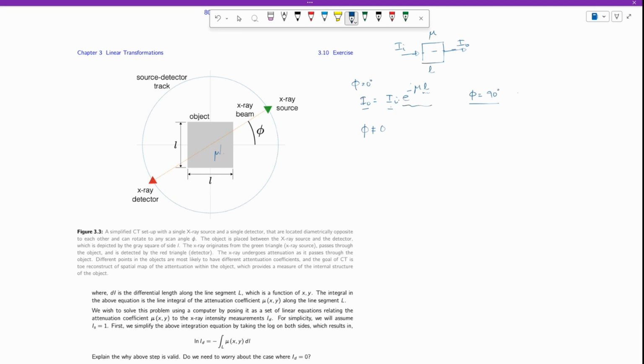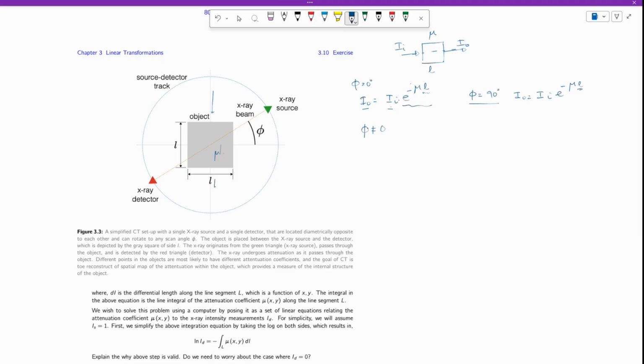Yeah, same thing. It will simply be I naught. For now, since I and mu are constant, we'll not talk about them. We'll only talk about L. L is the only thing that can change. So if it's incident like this and it's coming out, the length is still L. So we only have to worry about L. Similarly for 180 degrees and 270 degrees.